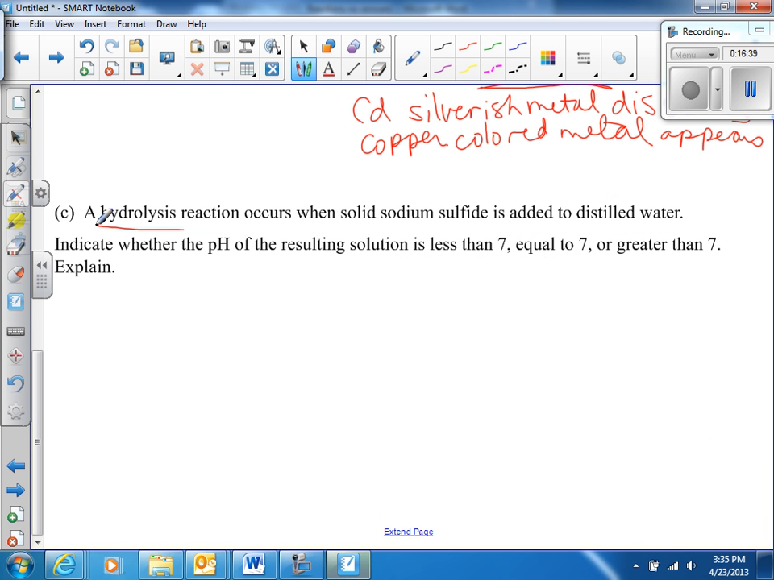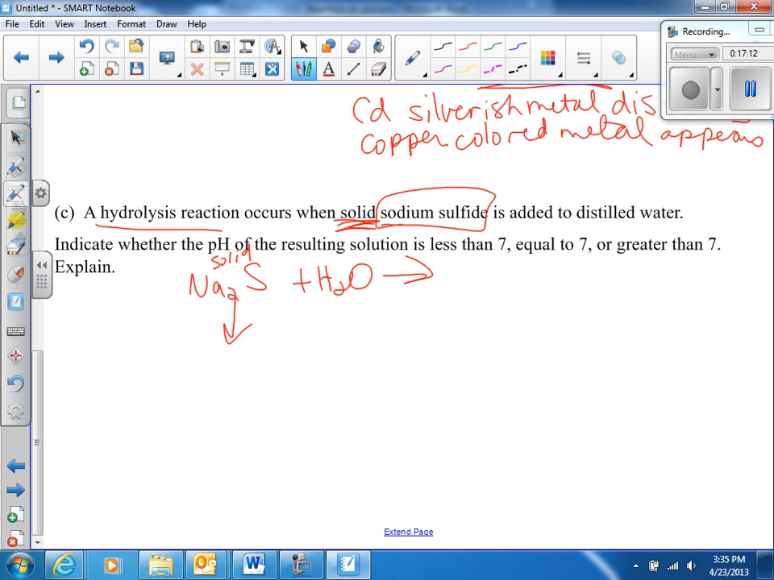A hydrolysis, so something's happening with water. Reaction occurs when sodium sulfide, solid, important here, because we're not going to split this apart even though it is soluble, is added to water. Okay, so we know that the sodium ion is, well, we don't want to talk about it being a spectator right now. It would split, but it's solid. So it's going to come straight down.